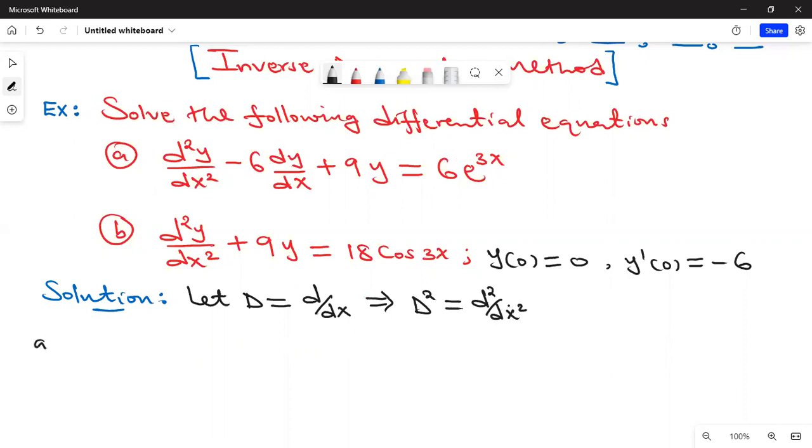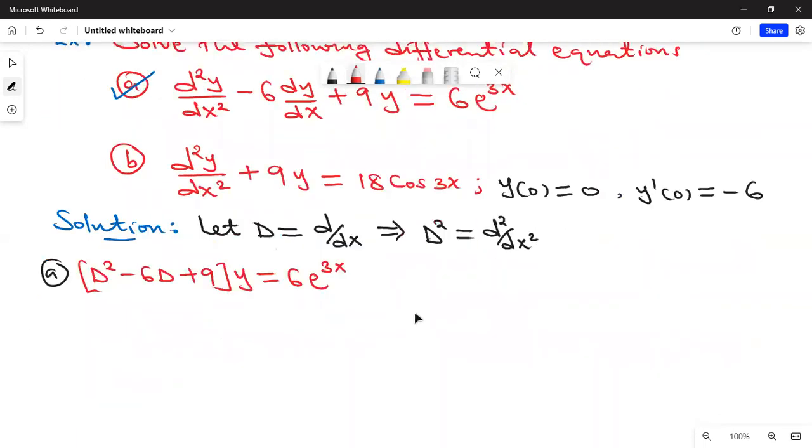Now, in part A, we need to write in terms of the d operator. So remember, we are solving this. In terms of the d operator, what will it look like? It will now be d squared minus 6d plus 9, everything operating on y to give us 6 exponential 3x. So I'll write here that d squared minus 6d plus 9 operating on y to give us 6 exponential 3x.